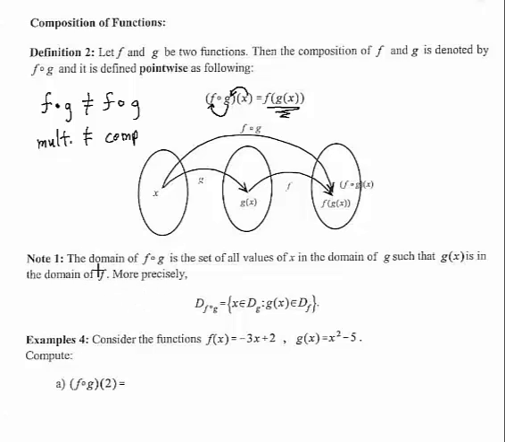We'll read this note here. It says the domain of f of g is the set of all values x in the domain of g such that g of x, the output, is in the domain of f. Okay. More precisely, x is in the domain of g. Okay, if we're computing the composite of f and g.